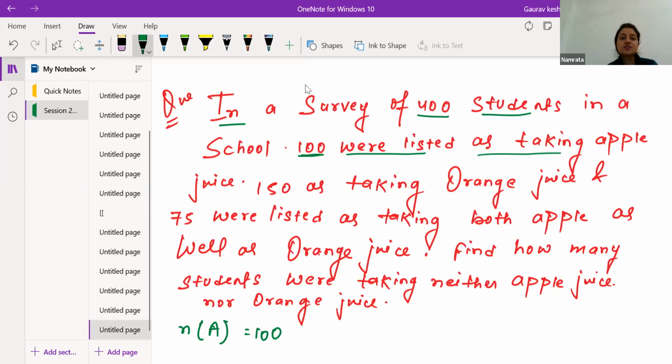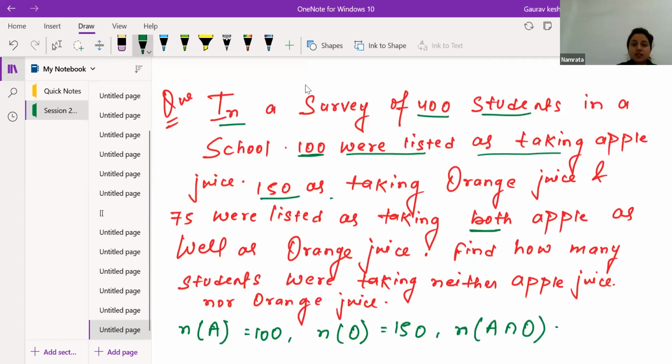It says 150 are taking orange juice. So the number of students who are taking orange juice is 150, and 75 were listed as taking both apple as well as orange juice. So both means what? Intersection. Apple intersection orange, that is 75.